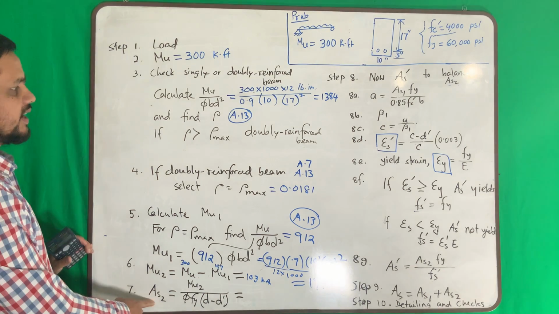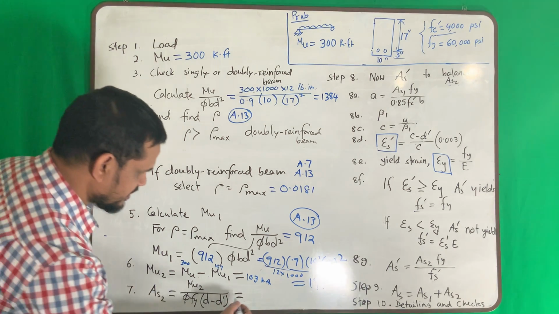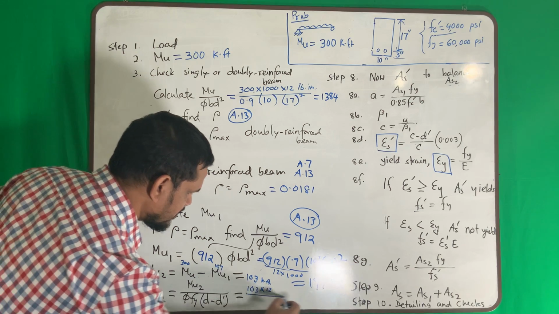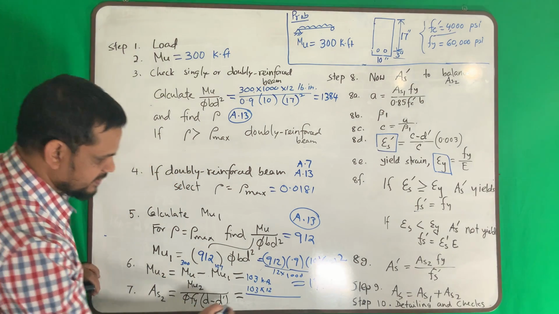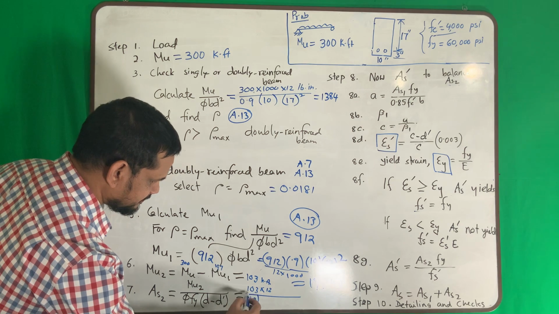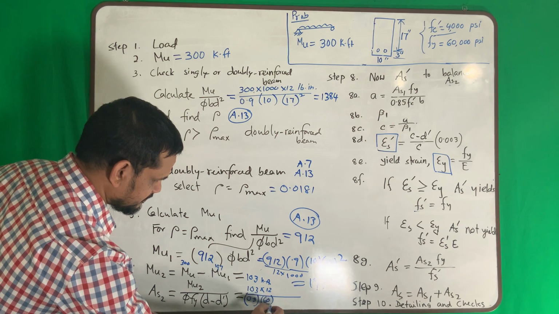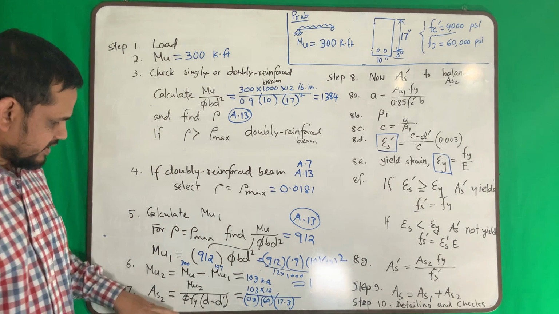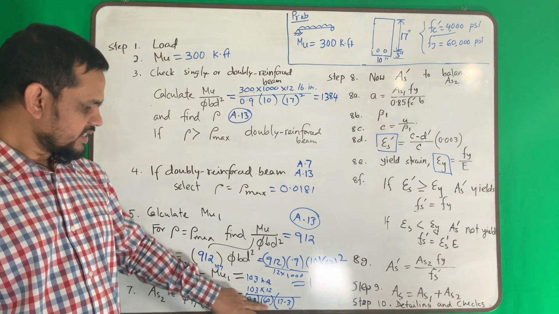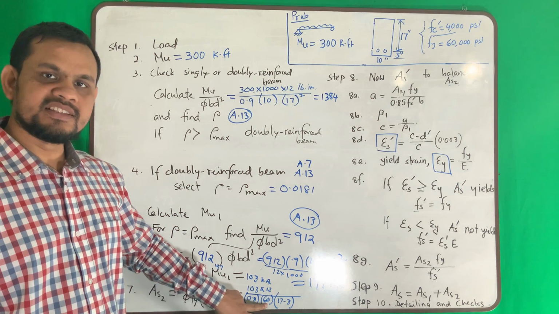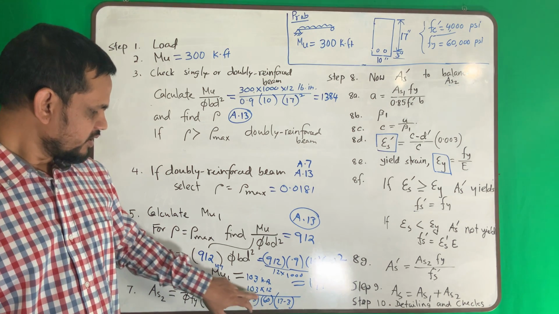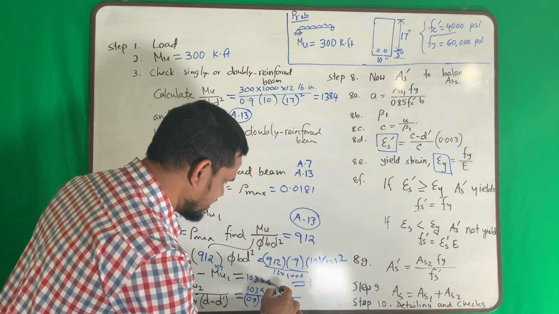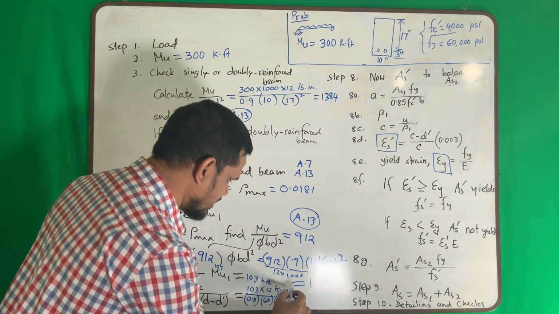I need to provide additional reinforcement to carry this. So 103 times 12. Why times 12? Because this value, okay, I'm telling it later. Because this value fy is 60 ksi, kip per inch squared. So I need to make it kip-inch. So this moment is in kip-inch.